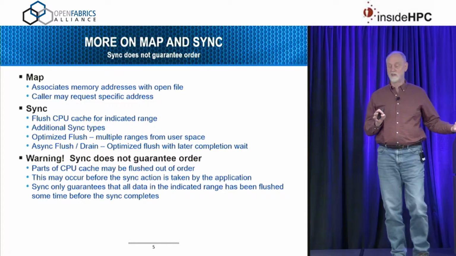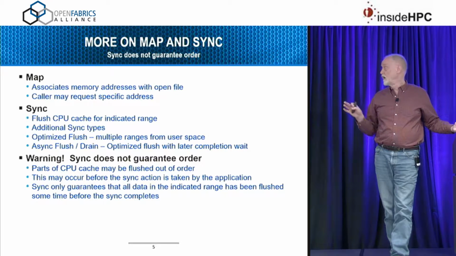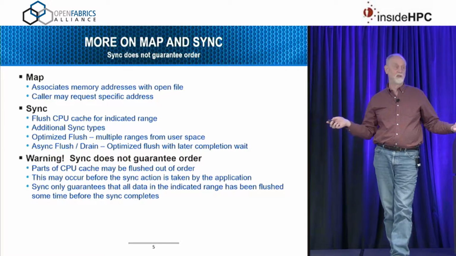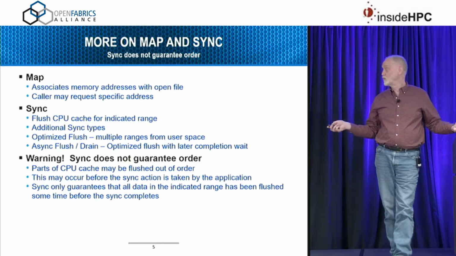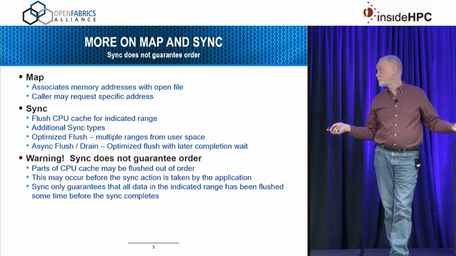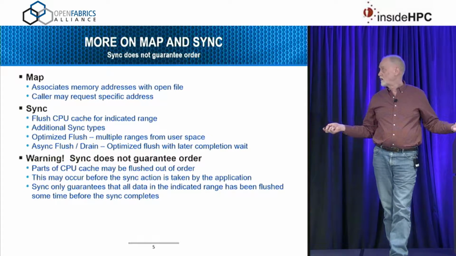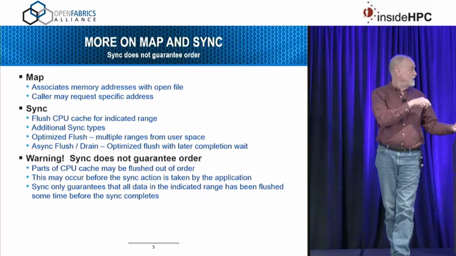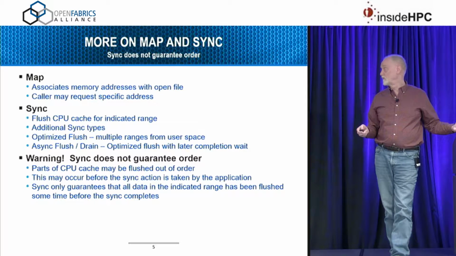MSync or FlushViewOfFile on Windows do cache buffer flushes, right, within file systems. Here, we're actually flushing the CPU cache. This is actually a hardware flush. And so there's more to it than simple MSync. And the two types that we've identified in SNIA are called optimized flush, which is the current version that we've published, and a second new one called async flush, and that's where I'm going to spend a little time.